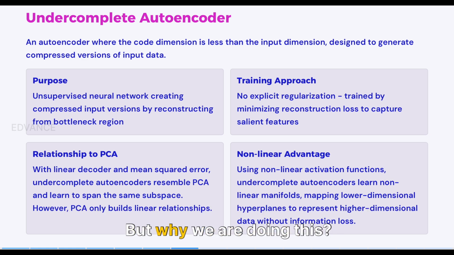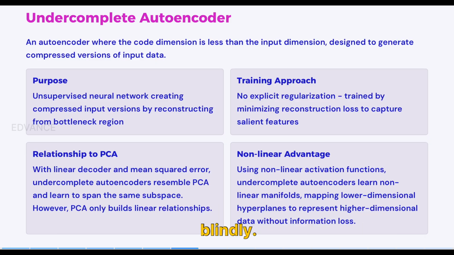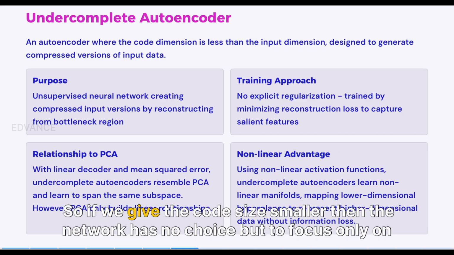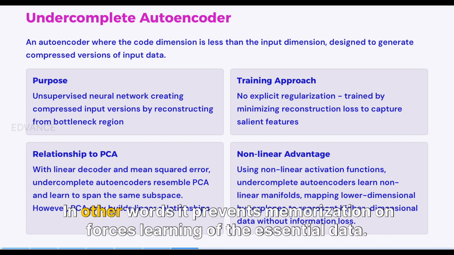But why are we doing this? Because if we give it a large code size, the network might just learn to copy everything blindly. So, if we make the code size smaller, then the network has no choice but to focus only on the most important features of the data. In other words, it prevents memorization and forces learning of the essential data.